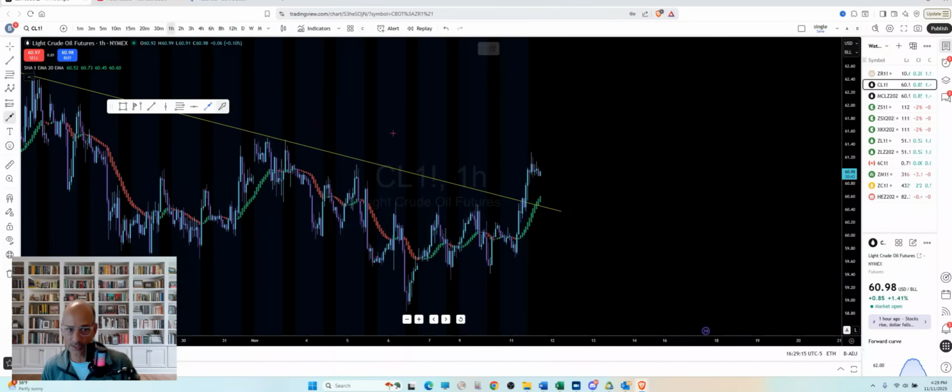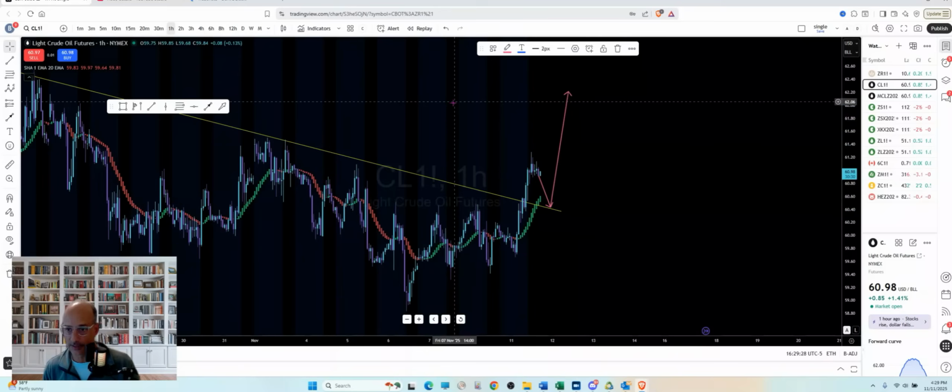So what do we see now? Maybe we see a pullback towards the trend line. We've got lows sitting in here. Maybe we don't even get that far. If the bullish momentum is going to come in, we may not even pull back that much. And then you see price go higher.